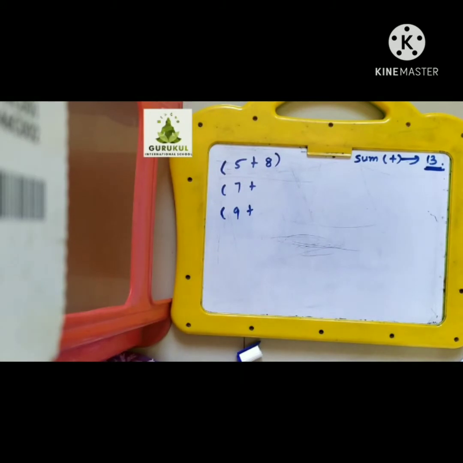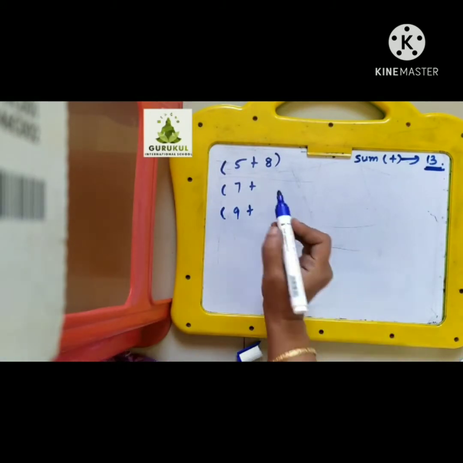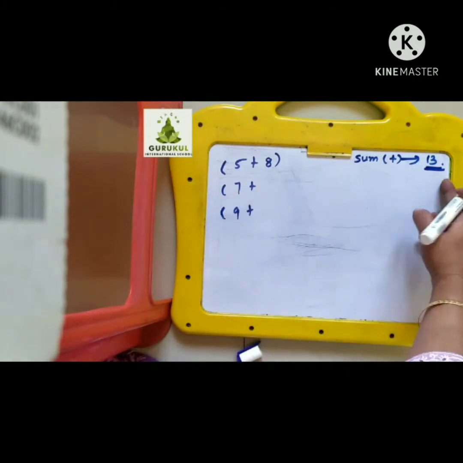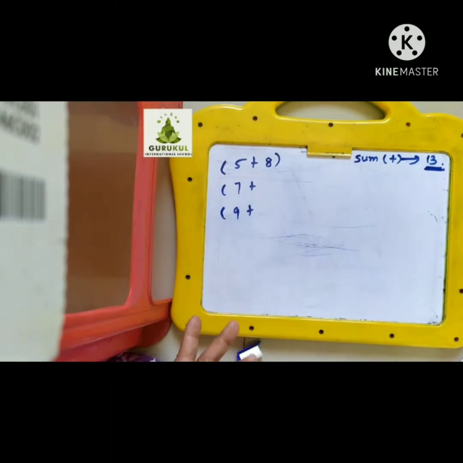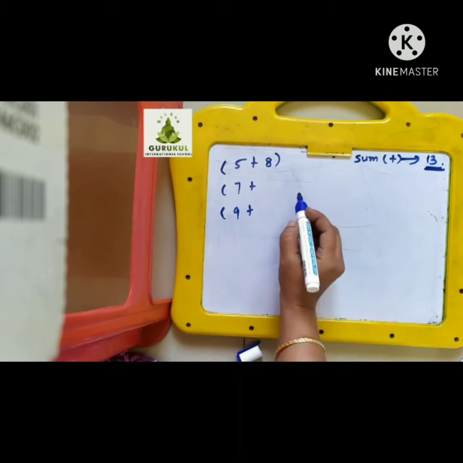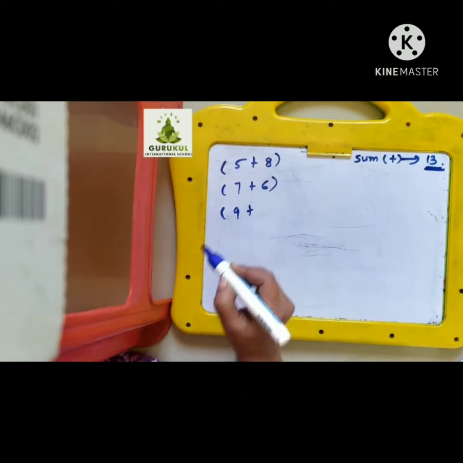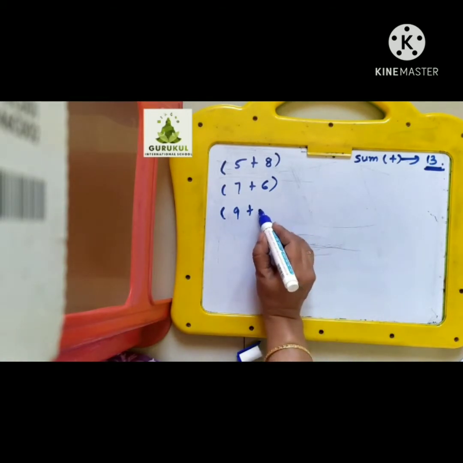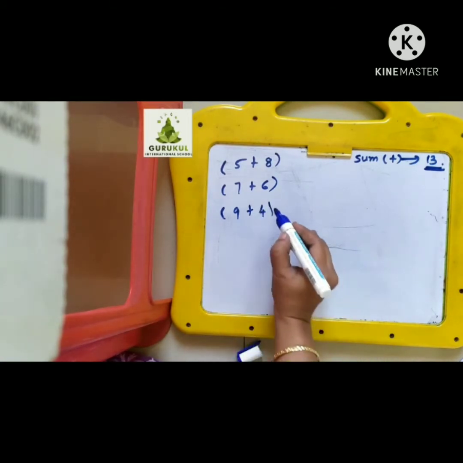That means you have to reach till 13. So what you do is you just count from the number decided till you get the answer 13. So 7 plus how much will give you 13? 7 plus 6 will give you 13. Then 9 plus how much will give you 13? 9 plus 4 will give you 13.